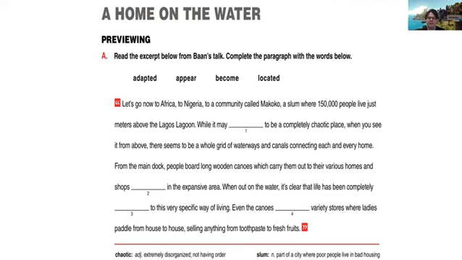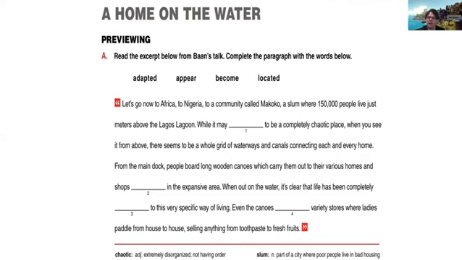Let's go now to Africa, to Nigeria, to a community called Makoko, a slum where 150,000 people live just meters above the Lagos Lagoon. While it may blank to be a completely chaotic place, when you see it from above, there seems to be a whole grid of waterways and canals connecting each and every home. From the main dock, people board long wooden canoes which carry them out to their various homes and shops. Blank. In the expansive, not expensive, expansive, big, wide area.